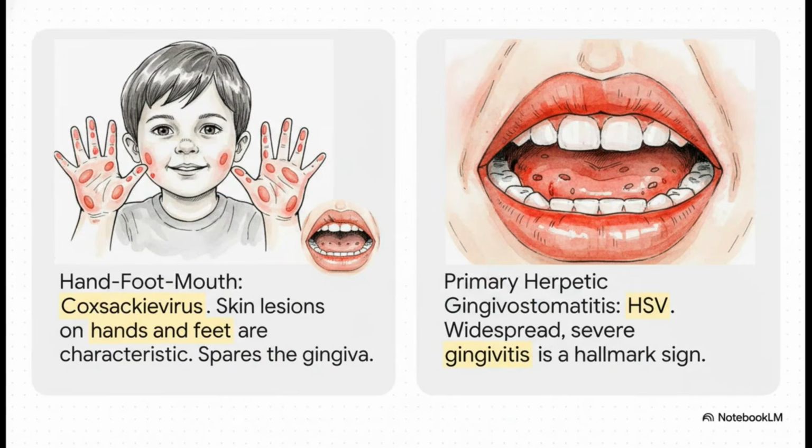Okay, two diseases that make little kids absolutely miserable. The number one giveaway for hand, foot, and mouth is right there in the name. You're going to see lesions on the hands and feet as well as in the mouth. And, super important, it usually leaves the gums alone. Primary herpes, on the other hand, is famous for causing a fiery, painful, widespread gingivitis that involves the entire mouth.